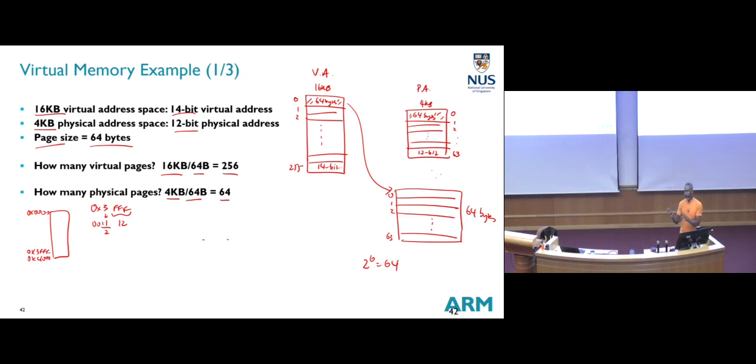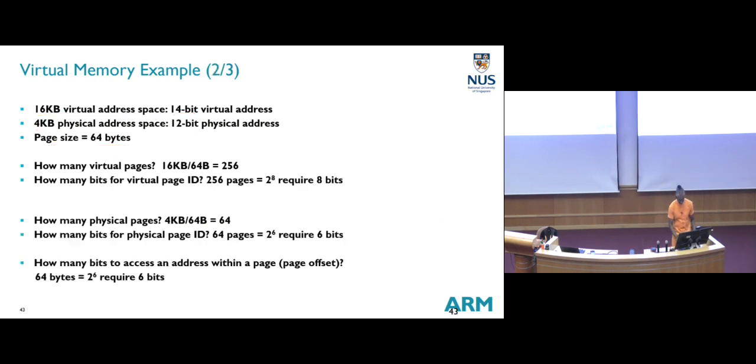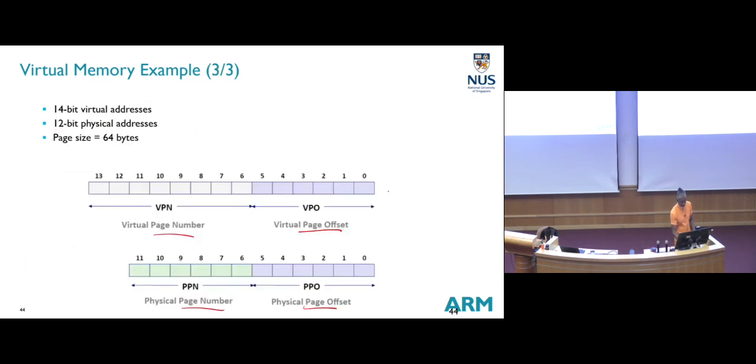So the byte offset is the same for virtual memory and physical memory because the page size is the same. That is why over here this is 6 bits, and 6 bits over here. Since the page size is 64 bytes, to access any of the bytes that I want, I need 6 bits to specify which particular byte I'm interested in.